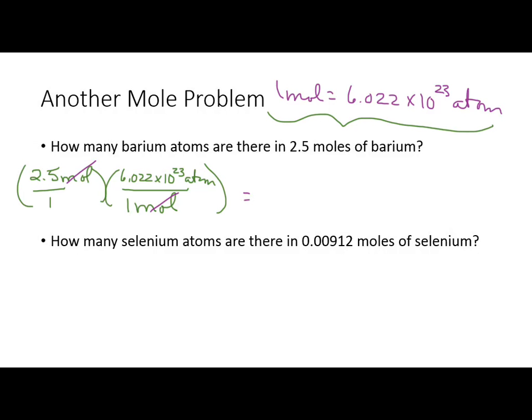Times 2.5. Does it seem right? We should only give 2 decimals. Okay. So it's going to be a big number. With 2 decimals, I got 1.5 times 10 to the 24th, which seems reasonable. And units, of course, no negative numbers, are atoms.